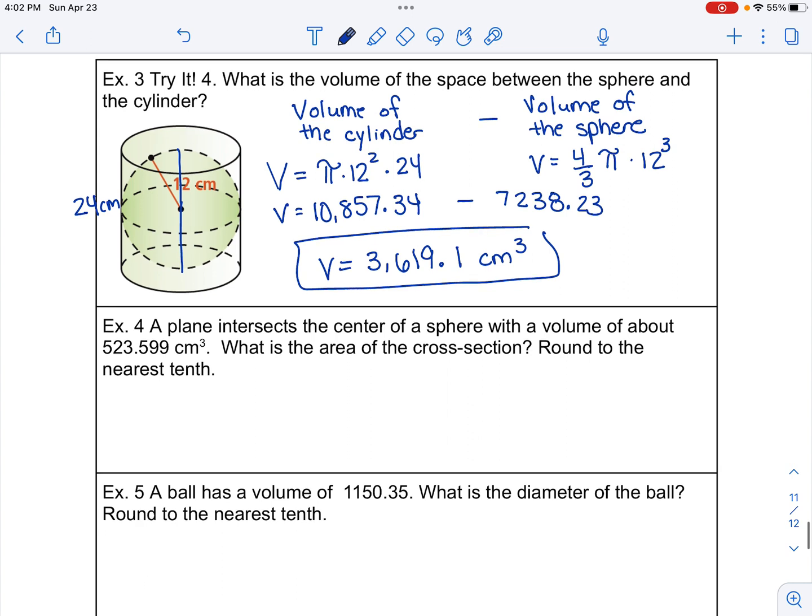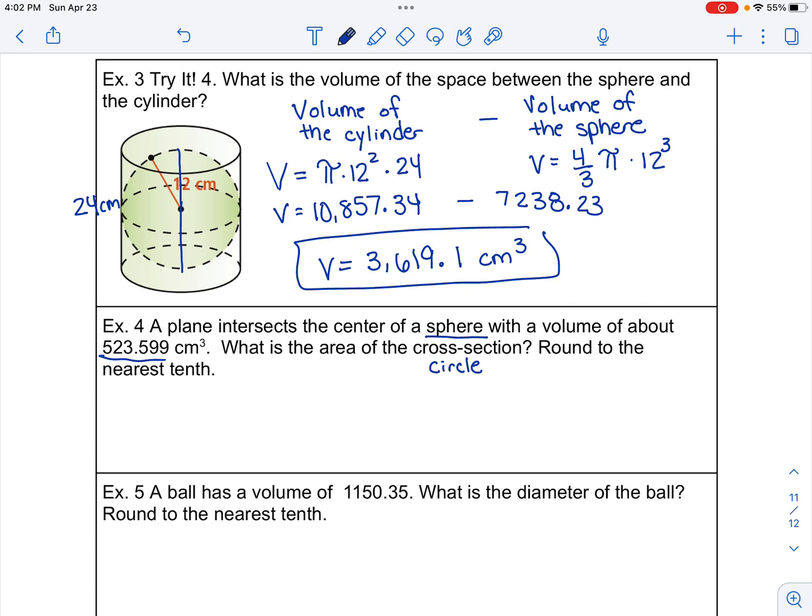The rest of these are word problems. Some of them are working backwards. So a plane intersects the center of a sphere with a volume of about 523.599. What is the area of the cross section? So the volume of the sphere is this big number here. So that is our sphere volume. We want to find the area of the cross section. When you intersect a sphere, the cross section will be a circle. But I need to find the radius of a circle to find the area of a circle.